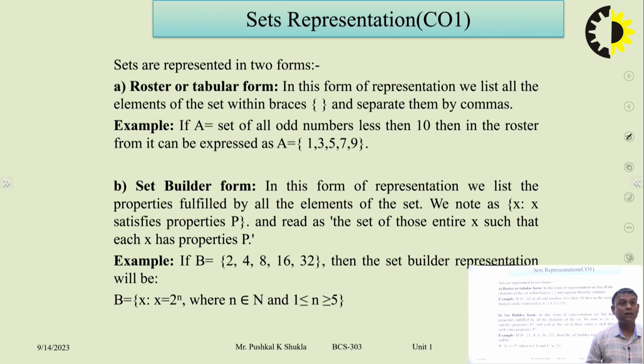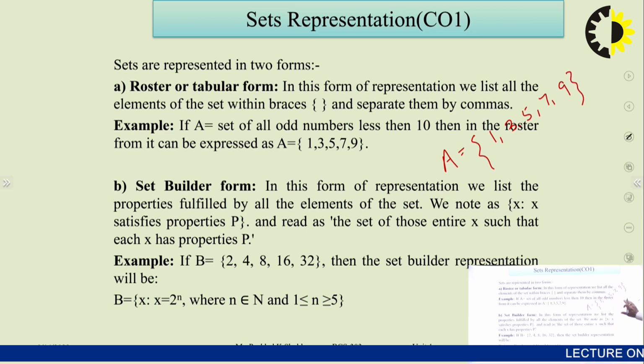Now sets are represented in two forms. First form is known as the roster form, or tabulation form, or tabular form. Second one is set builder form. So what is the roster form? In this form of representation, we list all the elements of the set one by one, separated by commas and enclosed within braces. For example, set of odd natural numbers less than 10. So we can write set A equal to set of odd numbers less than 10, meaning 1, 3, 5, 7, 9.